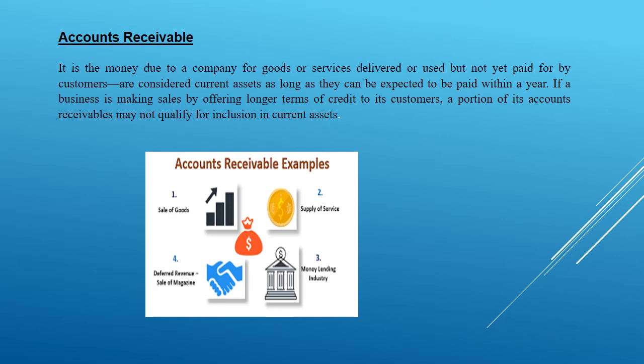Accounts receivable is money due to a company for goods or services delivered or used but not yet paid for by customers, and is considered a current asset as long as it can be expected to be paid within a year. If a business is making sales by offering long terms of credit to its customers, a portion of its accounts receivable may not qualify for inclusion in current assets. So to qualify as a current asset, the term period required is only 1 year. Anything above that is not considered a current asset.